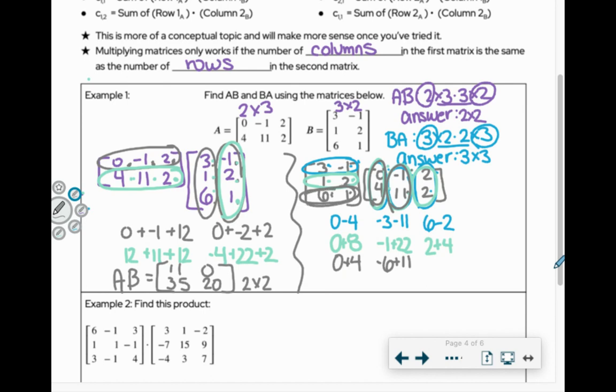Third row, third column, last one. 6 times 2 is 12. 1 times 2 is 2. And then I've just got my adding left to do.